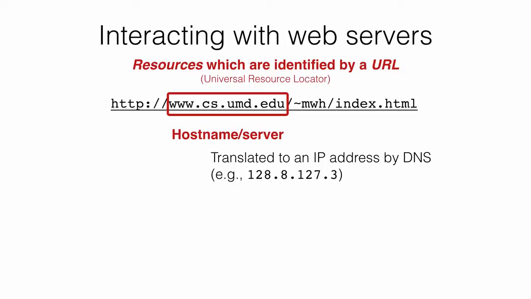So when the user types in www.cs.umd.edu, this address is provided to DNS, which will then look it up and return back an IP address, which is just a 32-bit integer. In this case, it's 128.8.127.3. With this information, the browser knows that it should connect to this internet address using the HTTP protocol.